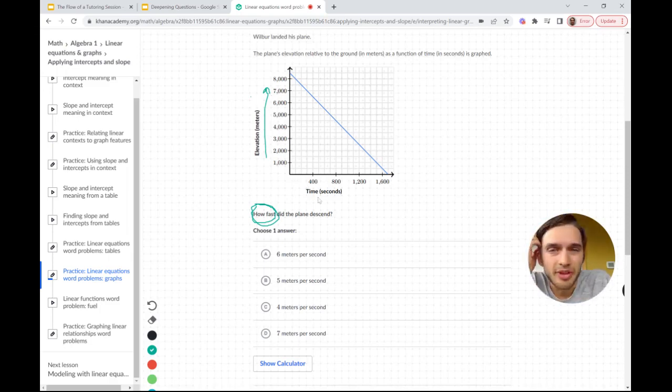On the bottom there, we've got time. Okay, great. So you're orienting yourself to the graph and to what's being measured. And then you'll say, where does it show you how fast it's going? Because I've got meters and I've got seconds. How do you know how fast something's going?